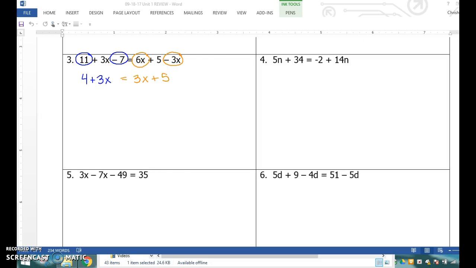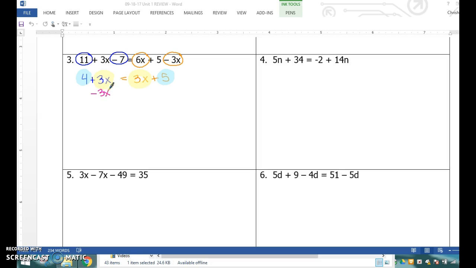Now you might notice something a little bit weird right here, is that I have 3x and 3x, which are the same, and then I have 4 and 5, which are not the same. So whenever I am solving equations with variables on both sides, it doesn't matter where I move the x's and where I move the constants, but I need constants on one side, I need x on the other side.